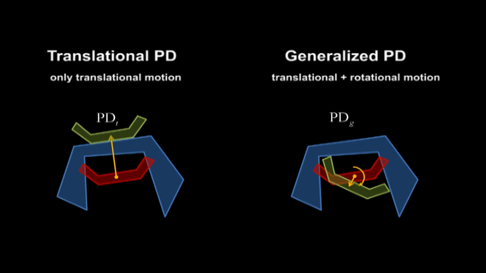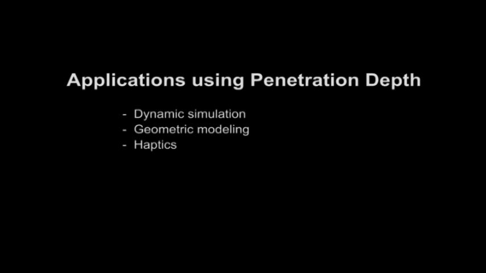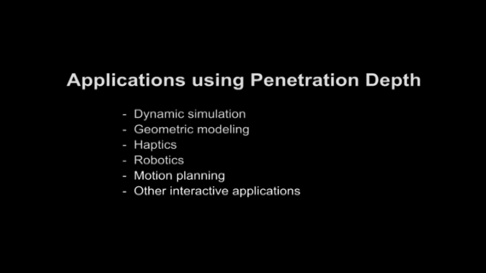There are two types of penetration depth. Translational PD only considers translational motion to separate the intersecting objects. Generalized PD considers both translational and rotational transformations. Penetration depth plays an important role in dynamic simulation, geometric modeling, haptics, robotics, motion planning, and interactive applications such as games.